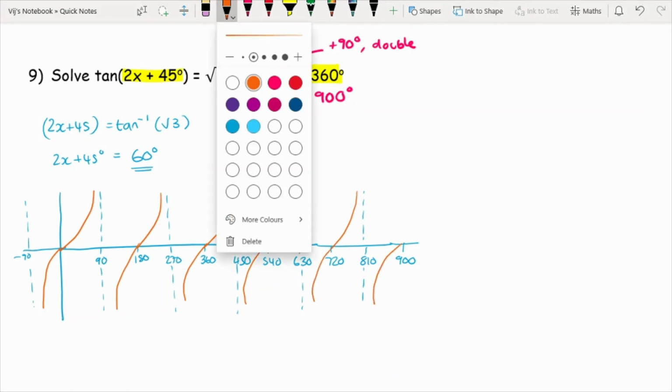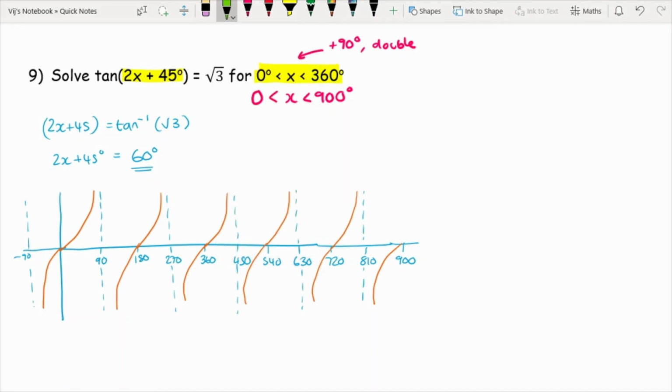So for this, if I use a different colour pen, what I need to do is draw a horizontal line to where I think root 3 is going to be. So if I just imagine that this line here is root 3, and as I've used the calculator, it's told me that my first angle is 60 degrees. So this distance here from 0 is 60 degrees. To find the respective other angles, I need to add 60 to 180. I need to add 60 to 360.